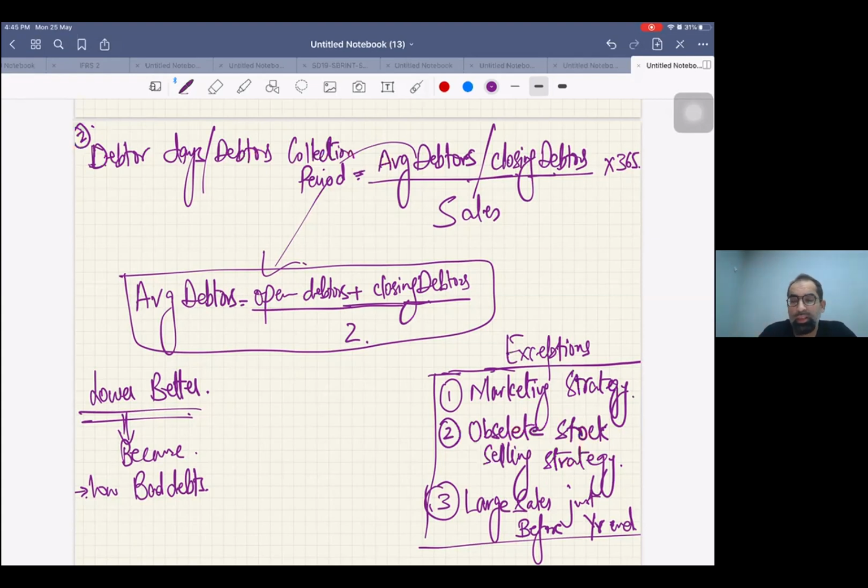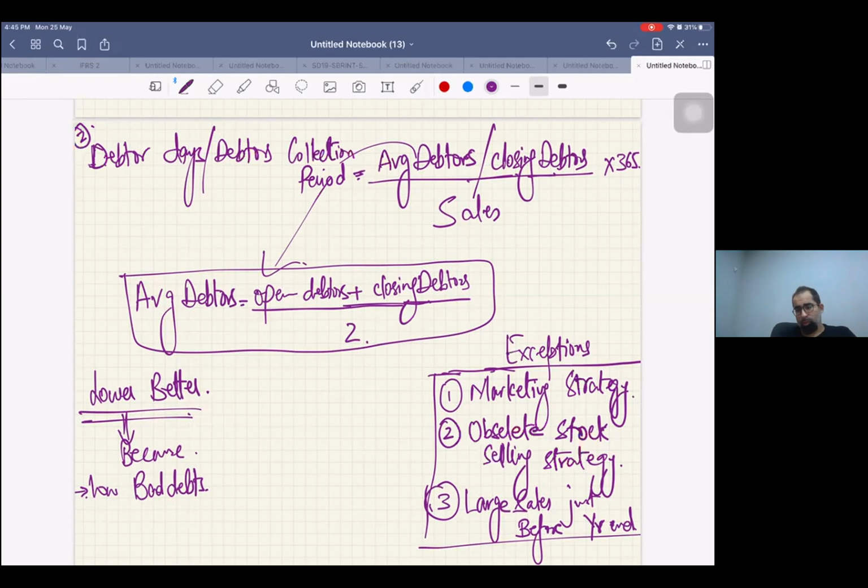Now, one more issue. In some books it is written that we use credit sales. Technically, credit sales are used, but in the latest questions, 99% of the time, the examiner doesn't give separate credit sales. So we simply pick up the sales number from the question. Times 365 means if you want the answer in days, multiply it with 365. If you want the answer in weeks, multiply by 52, and so on.